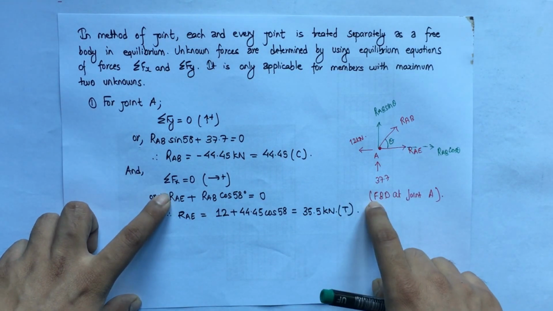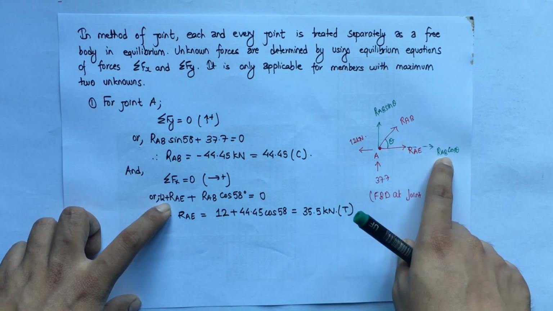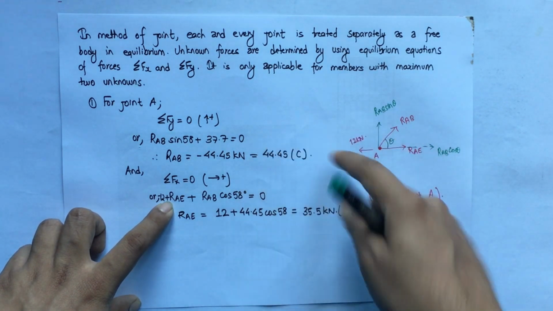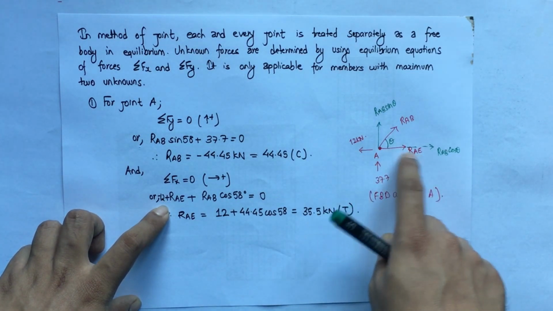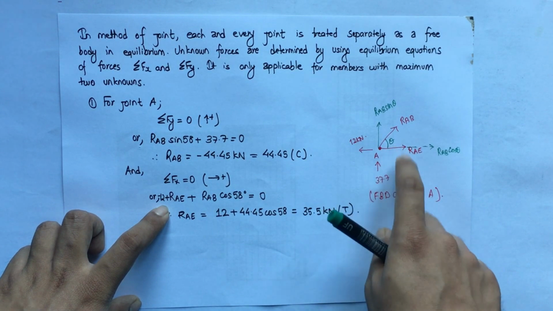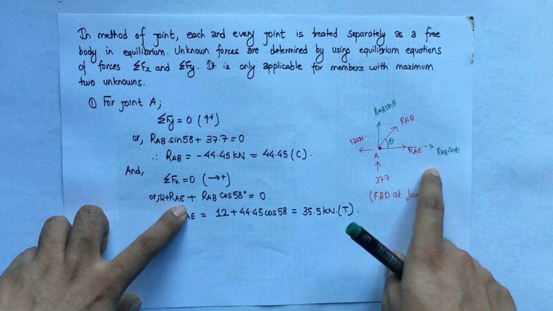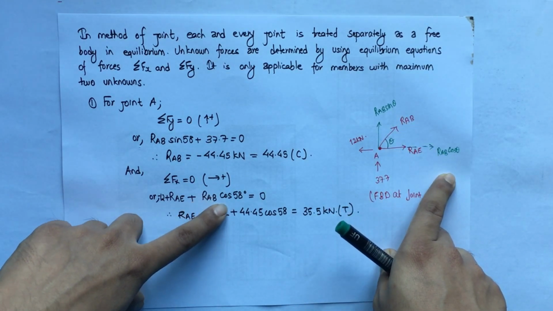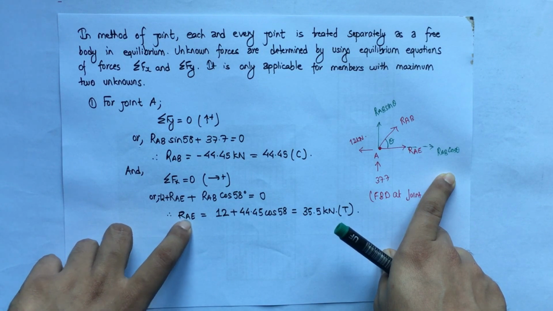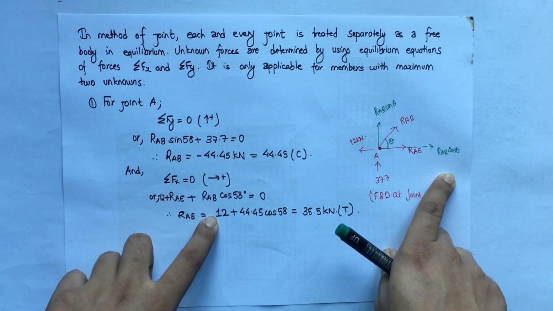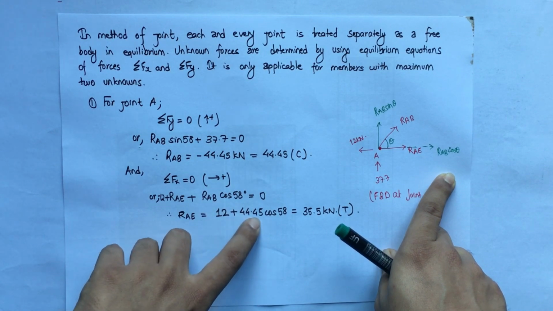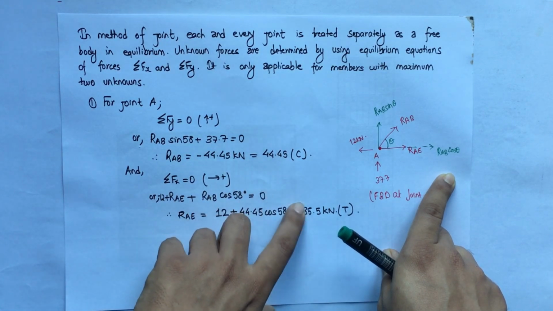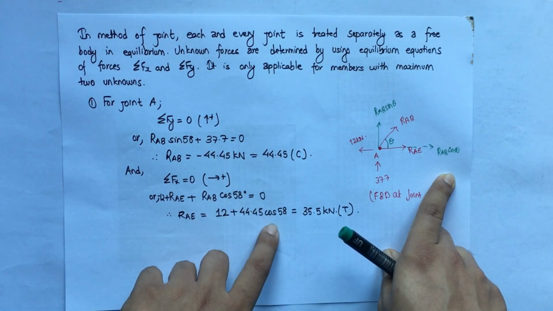Now summation of Fx considering horizontal direction, taking left to right positive. Firstly we have the reaction of 12 kilonewton acting from right to left, so minus 12 plus RAE, there is no resultant of this, so just RAE plus RAB cos θ, that is the horizontal component of RAB. So RAB cos 58 degree is equal to 0. We get RAE is equal to, taking to the right hand side, 12 plus 44.45 cos 58. Why? RAB is minus 44, so from minus, taking to the right hand side, we get positive value, so 44.45 cos 58.